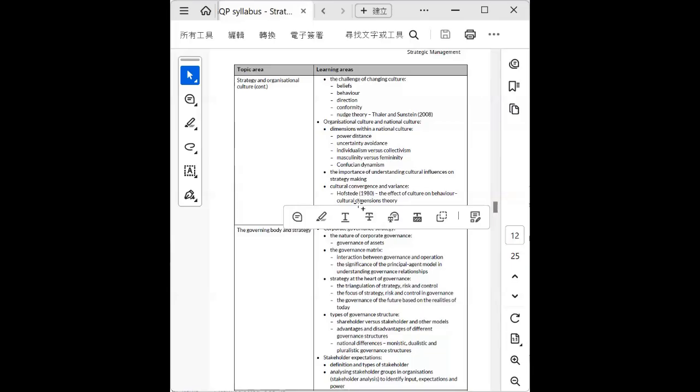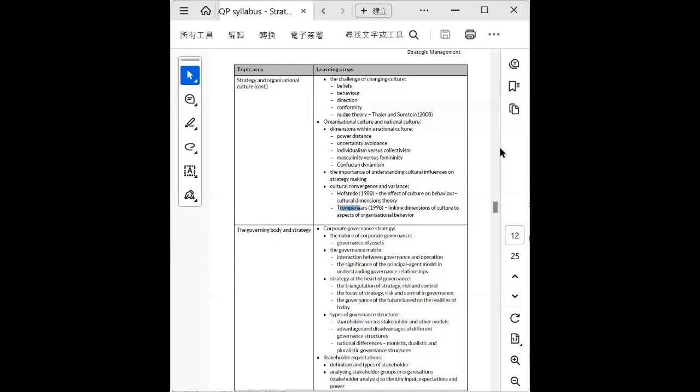For example, it's in your study guide. It looks at things like universalism or particularism, which look at whether the rules apply equally to everybody or are adapted to specific situations. Individualism and communitarianism, very similar to Hofstede's dimensions, focus on group responsibility or individual responsibility.